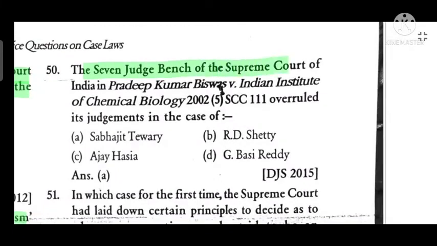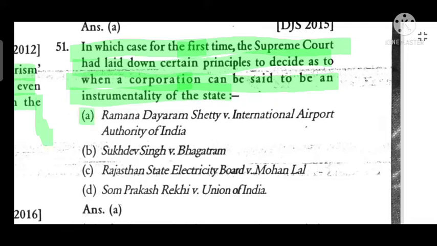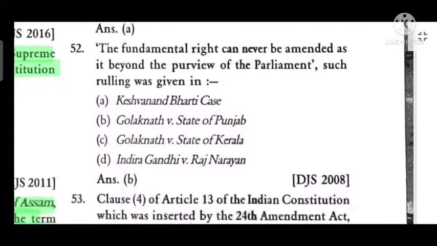The 7-judge bench of the Supreme Court of India in Pradeep Kumar Biswas versus Indian Institute of Chemical Biology 2002 overruled the judgment in the case of Sabhajit Tewary, in which case for the first time the Supreme Court had laid down certain principles to decide when a corporation can be said to be an instrumentality of the state. Ramana Dayaram Shetty versus International Airport Authority of India.